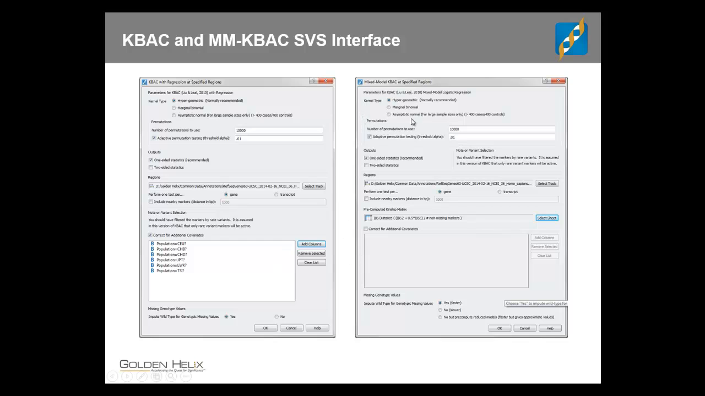The only difference between KBAC with regression and mixed model KBAC is that we also include the ability to specify the pre-computed kinship matrix, and we do have one additional option for imputing. We can say that you don't want to impute the genotype missing values, but you do want to pre-compute the reduced models, and that will not be as fast as imputing the wild type, but it will be faster than ignoring those samples.